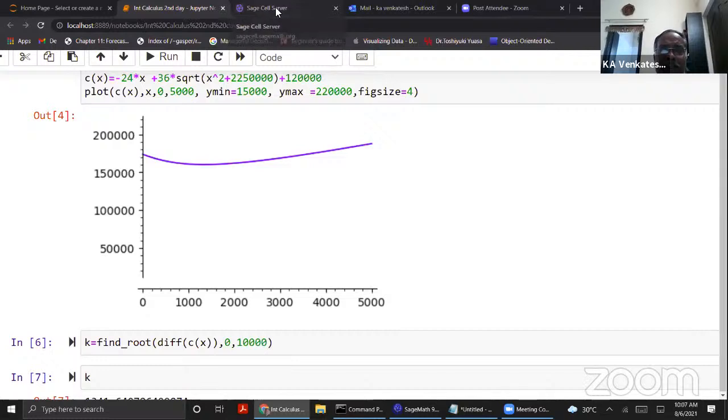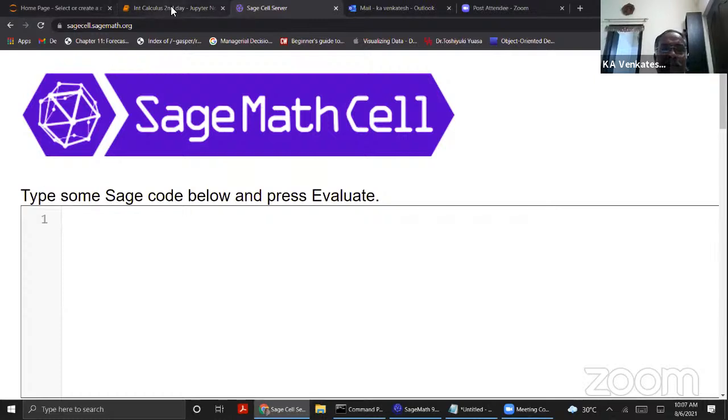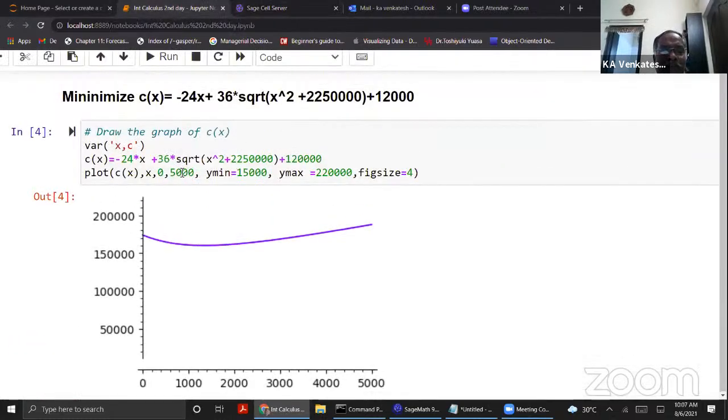This is the Sage Math Cell server. You might have seen it yesterday. So sagecell.sagemath.org. If you go and type this, you will get this result. Whatever I'm talking about, you will get this one.